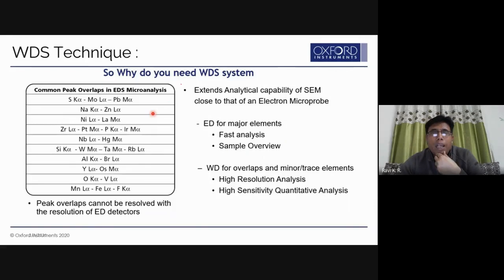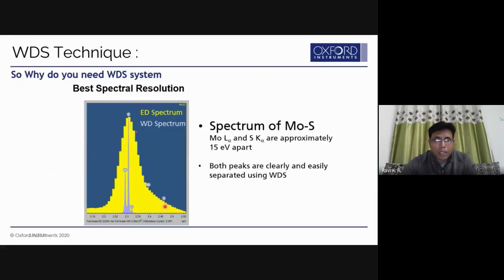Why do we need a WDS system? As I told you earlier, EDS is fast analysis. It gives you a sample overview. High resolution analysis is what you will get from WDS. If you look at the peak, let's say this is an EDS spectrum, and this is the WDS spectrum. Let's say now you have a molybdenum L alpha and sulfur K alpha.